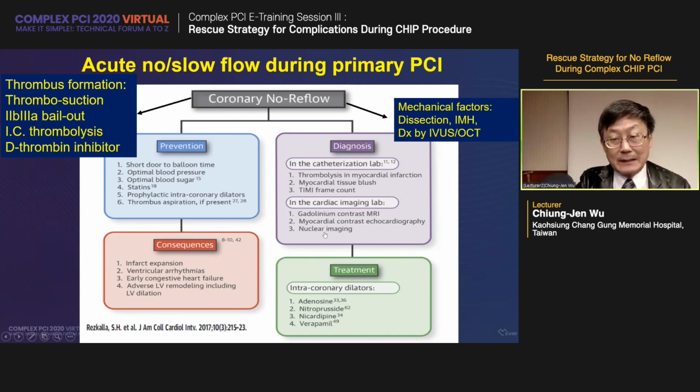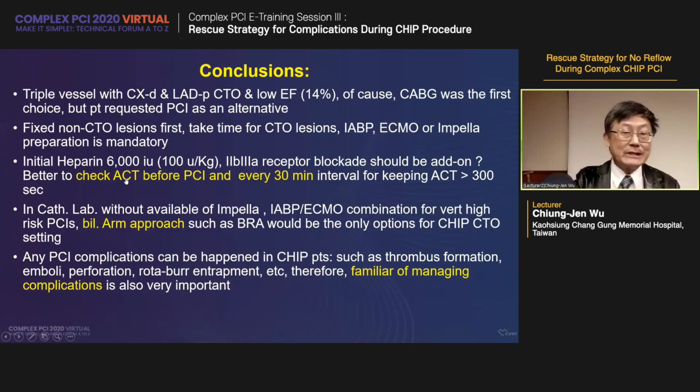And if you have that kind of phenomenon, it's not due to mechanical obstruction, it's due to small emboli, you can use an intracoronary vasodilator like adenosine, nitroprusside, nicardipine, or verapamil. So in this case, I think we initially gave heparin 6,000 by his body weight, 100 units. But after that, we added 3,000. We didn't use a 2B3A as a routine. But it was my mistake, because we didn't check the ACT before PCI and every 30 minutes.